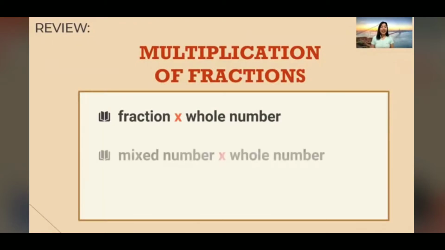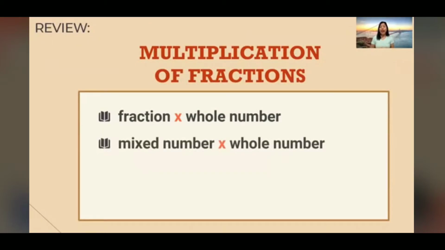Alright? And the next one is multiplying a mixed number by a whole number. So how do we do this? Wonderful. So we will just rename our mixed number to an improper fraction. And then when it comes to our whole number, just like the first one, we will put 1 as our denominator. And then after that, we will multiply them already.